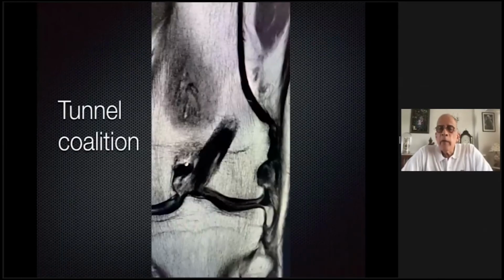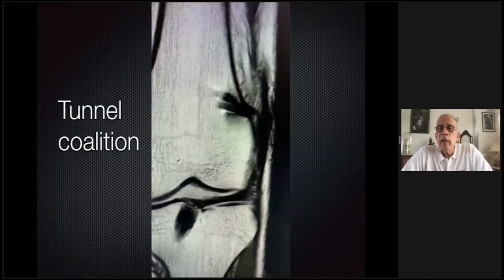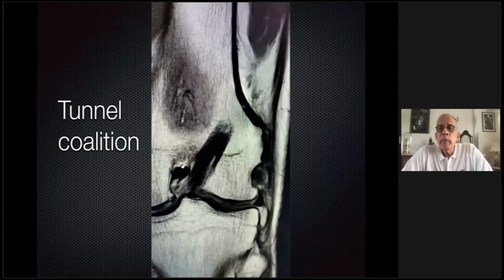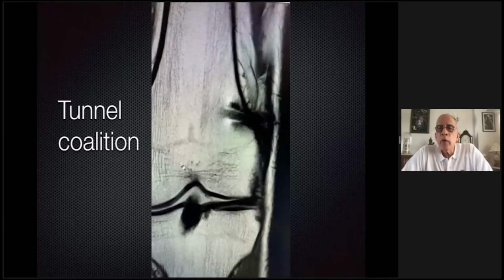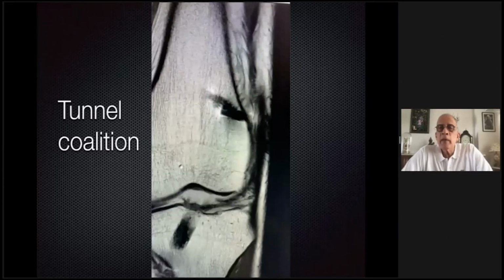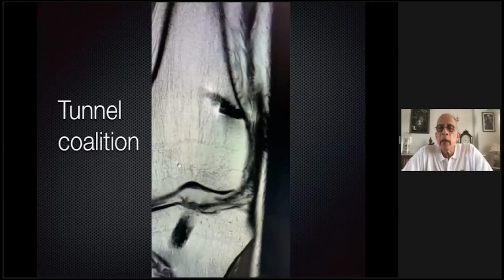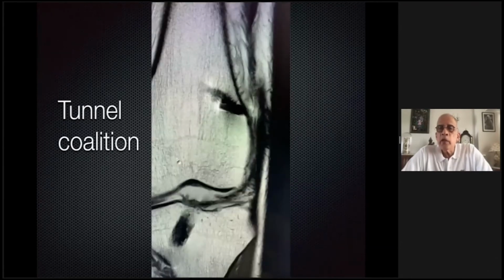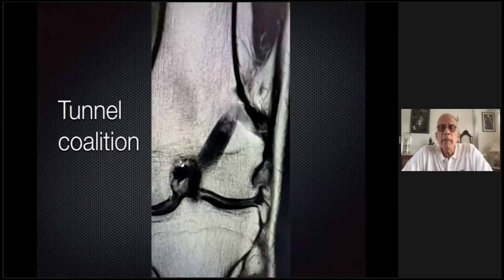The femoral tunnel for the ACL, as well as the tunnel drilled for the LET, could be very close. And so if you are not certain, it is better not to pass the ACL graft before drilling the tunnel for the LET. And once you have confirmed that there is no coalition, then the grafts can be passed.